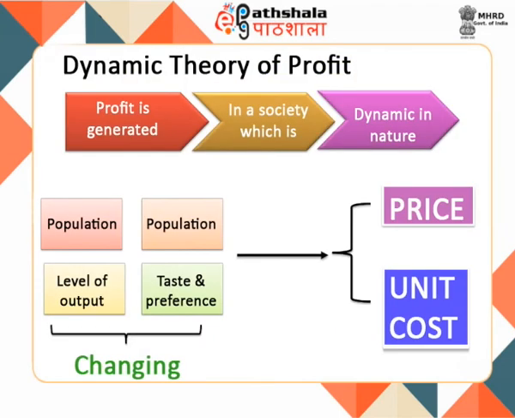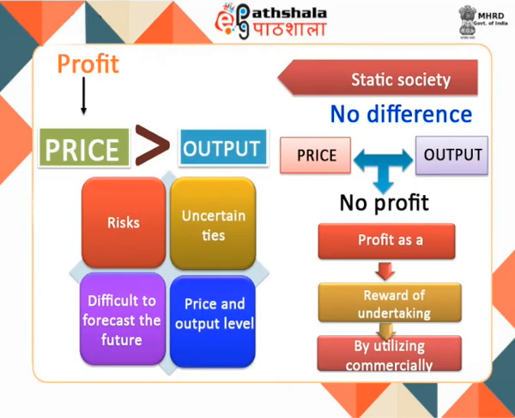The dynamic theory of profit. The dynamic theory of profit, developed by J.B. Clark, suggests that profit is generated in a society which is dynamic in nature. The dynamic nature of a society means that the population, size of capital, level of output, and taste and preferences of people of that society are changing. All these changes cause the gap between price and unit cost. Profit arises when price exceeds unit cost.